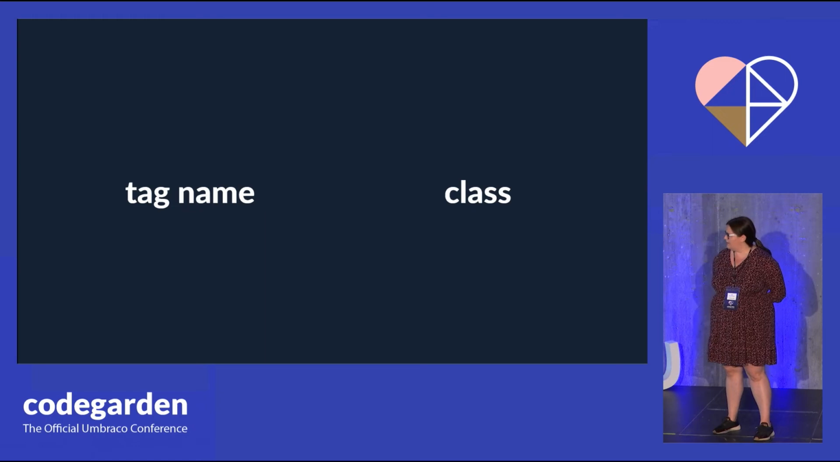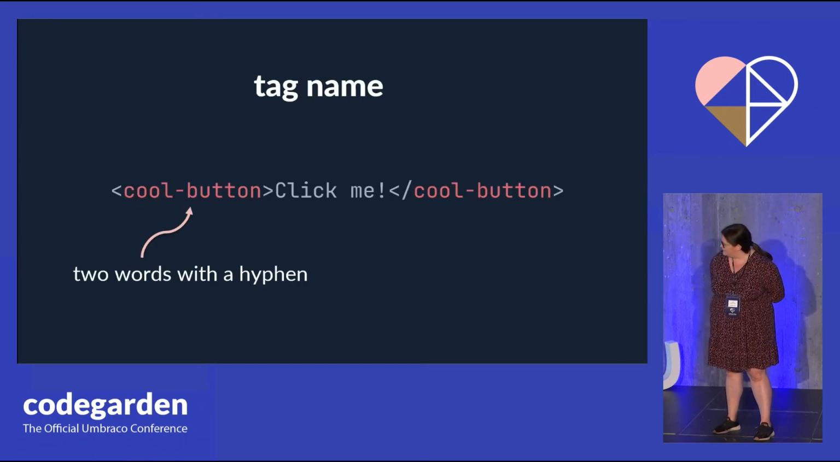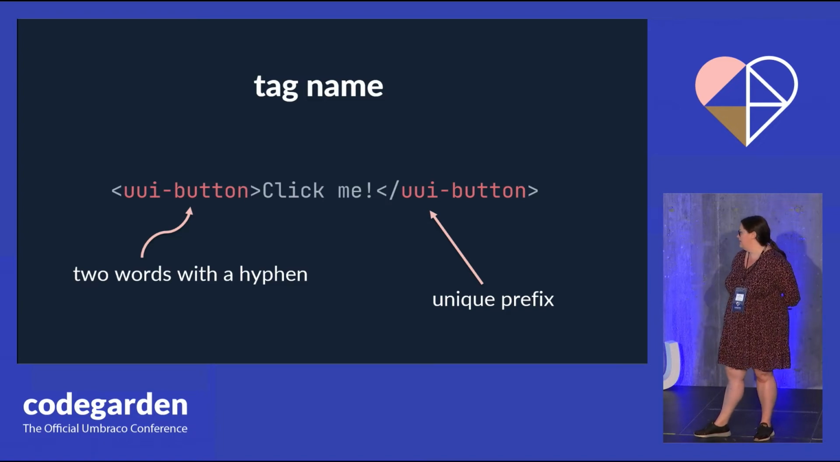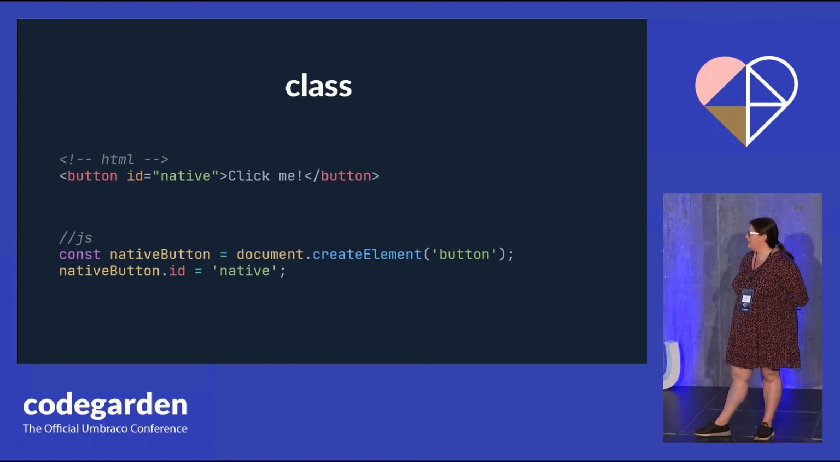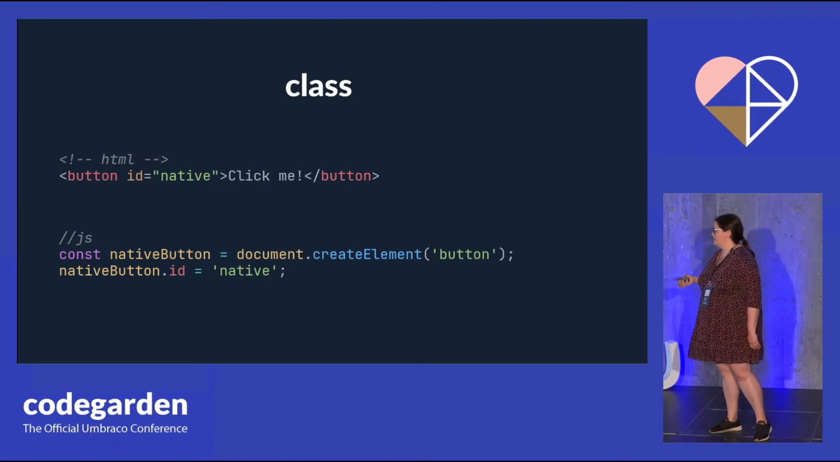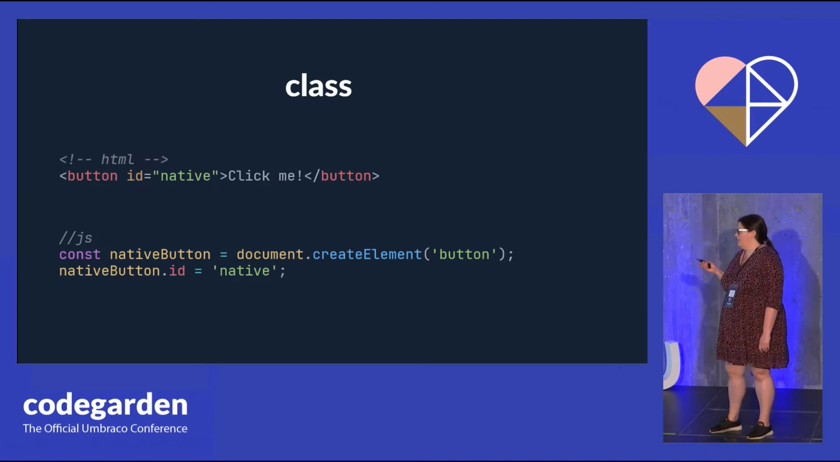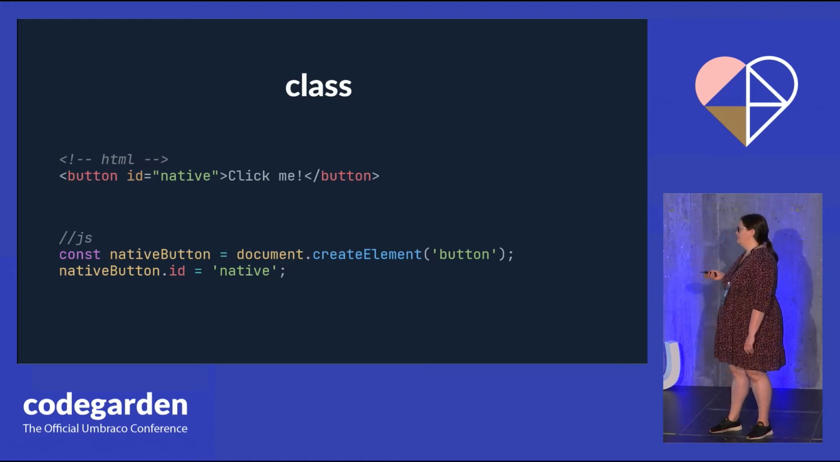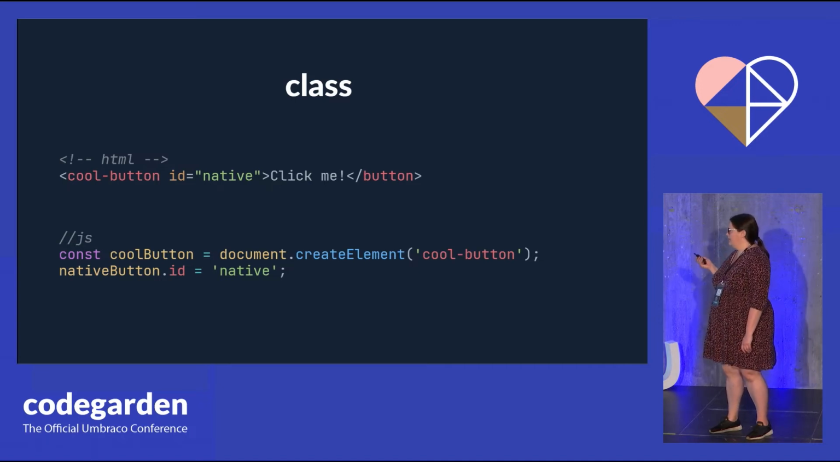And for that we need the tag name and the class. The tag name should have 2 words. It's also nice to add some unique prefix to it, so you can identify your components easily. So native elements, like all the divs and spans and buttons, have some common properties, like IDs and so on. And it would be nice for our custom elements to also share these functionalities, to be able to talk to the browser and to JavaScript like that.